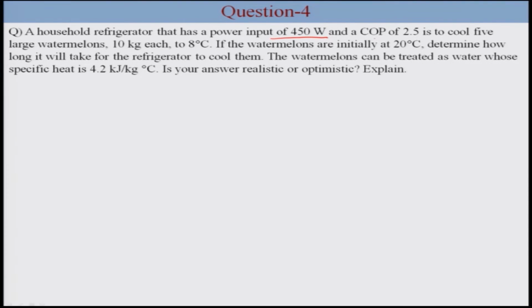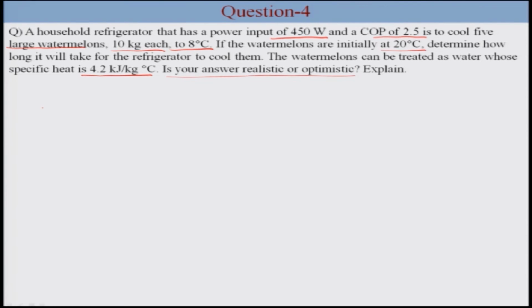In the next question, a household refrigerator that has a power input of 450 watt and a COP of 2.5 is to cool 5 watermelons, 10 kg each, to 8 degrees Celsius. If the watermelons are initially at 20 degrees Celsius, determine how long it will take for the refrigerator to cool them. The watermelons can be treated as water whose specific heat is 4.2 kilojoule per kg degree Celsius. And after that, we also need to explain whether our answer is realistic or optimistic.